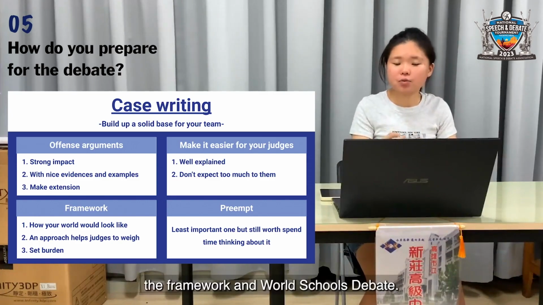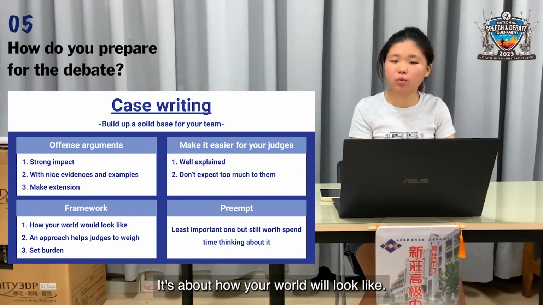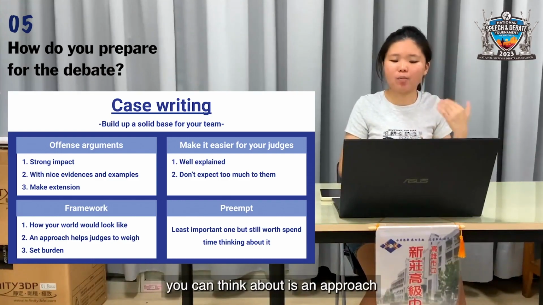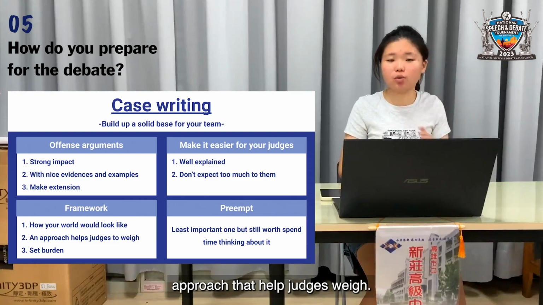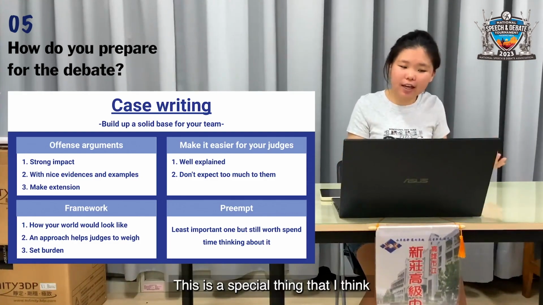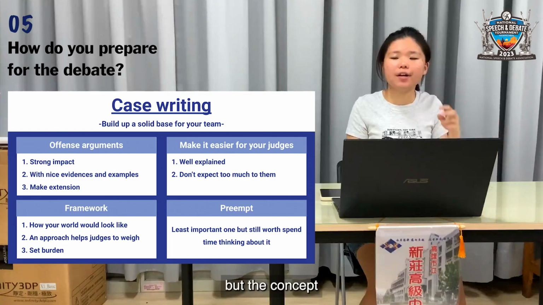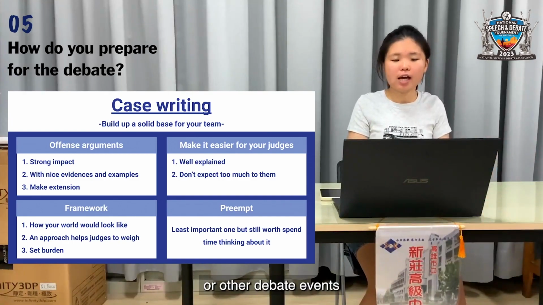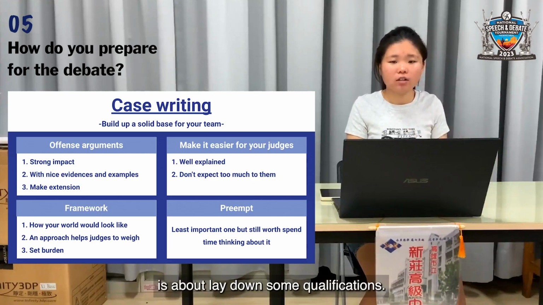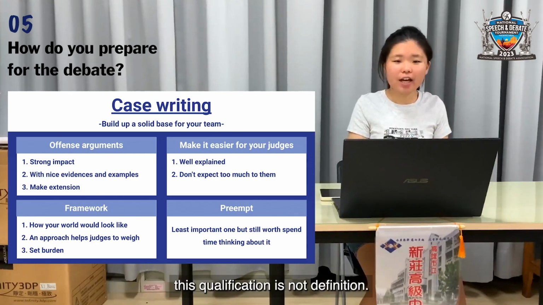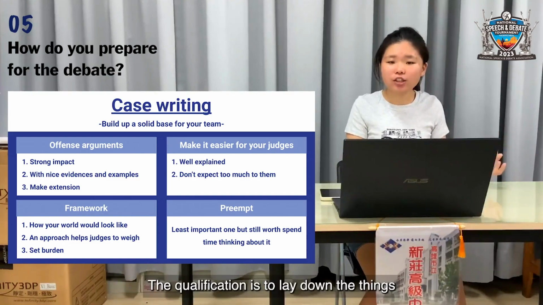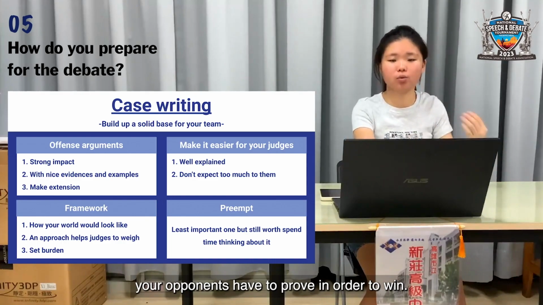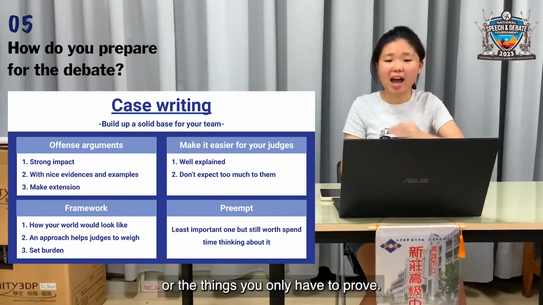The framework in world school debate is about how your world would look like. And the second thing you can think about is an approach that helps judges to weigh. This is a special thing that I think especially happens in world, but the concept you can also apply on PF, policy, or other debate events. Setting burdens is about laying down some qualifications. These qualifications are not definitions. The qualification is to lay down the things that you think your opponents have to prove in order to win, or the things you only have to prove.